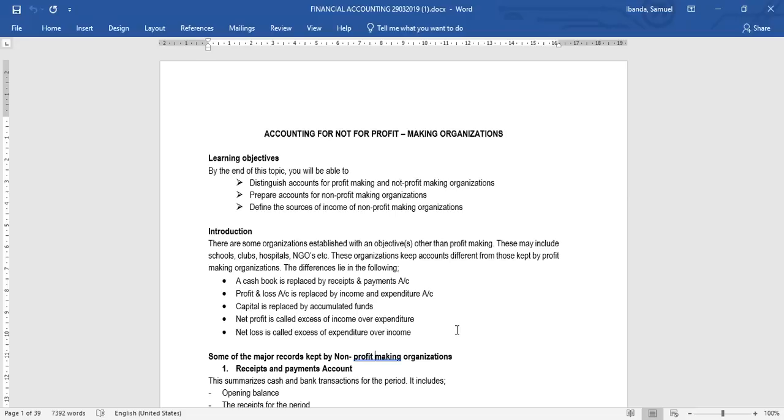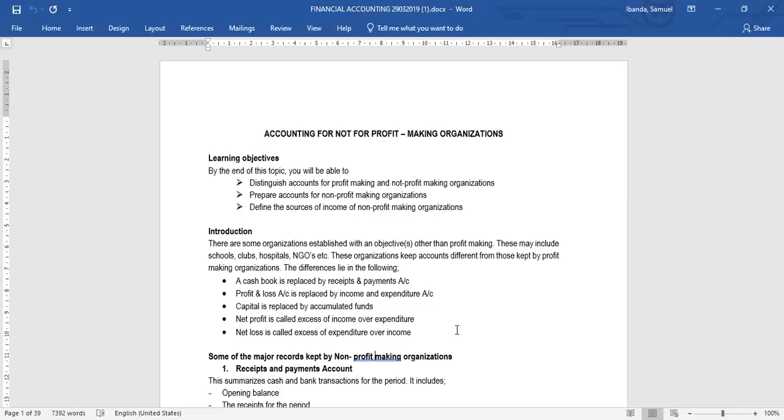Now, when it comes to the profit and loss, the profit and loss is replaced by an income and expenditure account when it comes to accounting for not-for-profit. And capital is also replaced by accumulated fund. So when somebody says accumulated fund in a non-for-profit, know that they are speaking about capital, okay? Of course, in the for-profit, capital is the owner's contribution to the business. The other side, we are calling it accumulated funds.